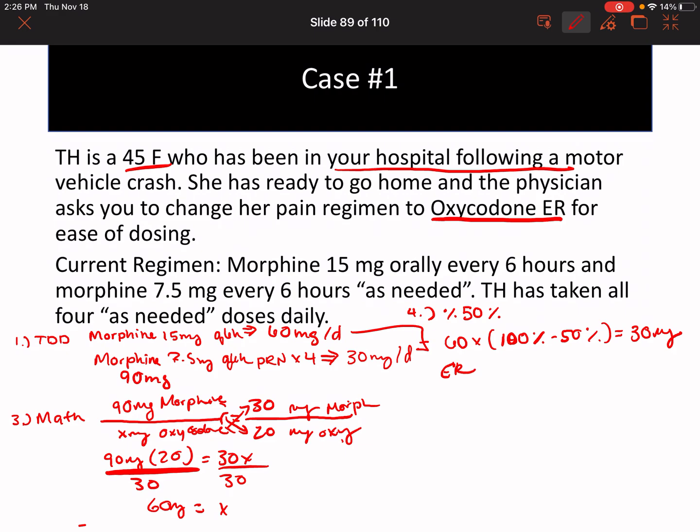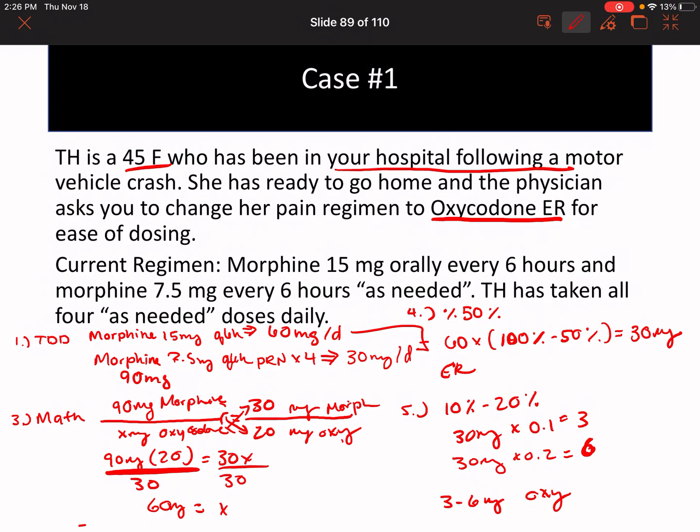Next, we're going to calculate for our breakthrough pain. As mentioned before, that is about 10 to 20% of the dose. So we're going to do 30 milligrams times 0.1, or 10%, and 30 milligrams times 0.2, which is 20%. That should give me 3 milligrams and 6 milligrams. So we know our range is between 3 to 6 milligrams of oxy for breakthrough pain.